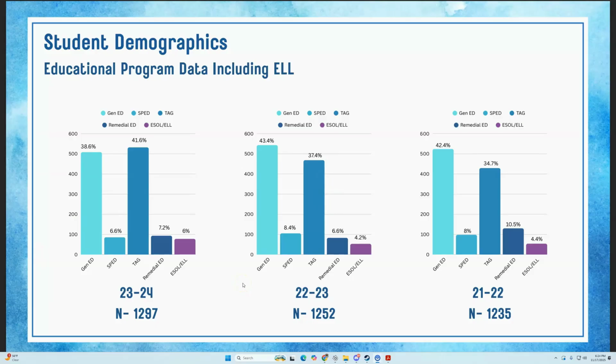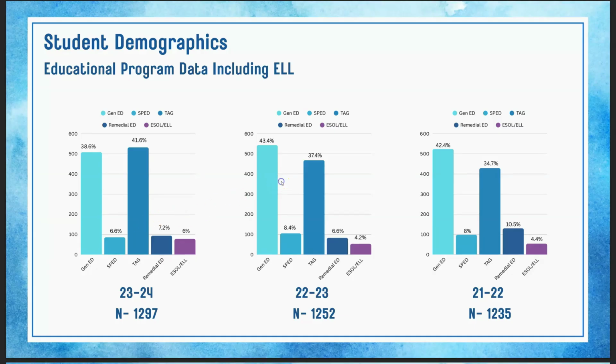From this data, you'll notice that as time goes on, our percentage of TAG students is steadily increasing, as well as our ELL students, while SPED is, for the most part, in a decline, at least in recent years. And you can also see that our school population is steadily increasing as well. One other thing that you'll notice is that there are less Gen Ed in the year 24 rather than 21, as well as a slight fluctuation, but tending towards the decline in remedial ed.